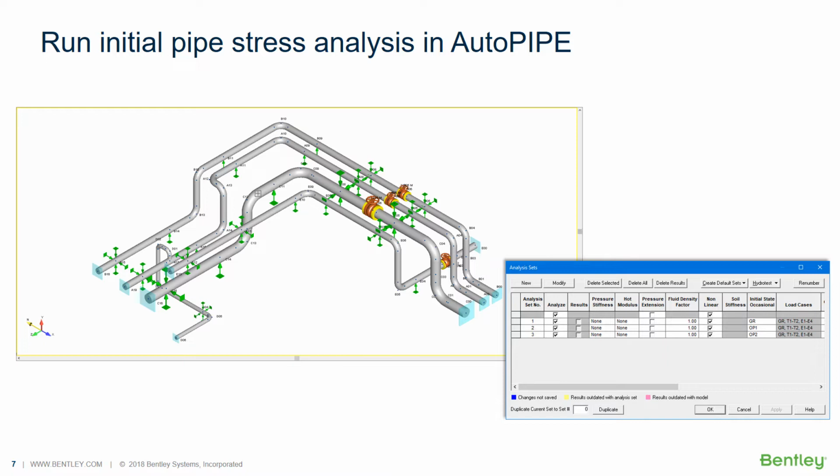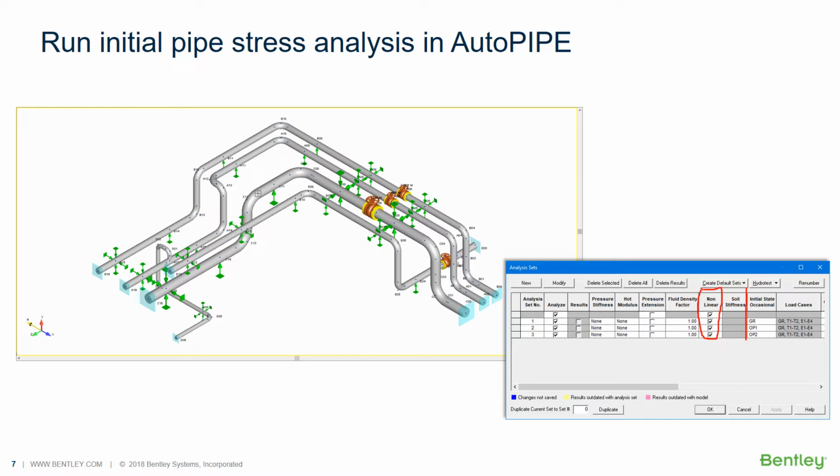And in order to take that into account, or any gap on your supports in AutoPIPE, we have to run what's called a nonlinear analysis. So you can see on our analysis sets dialog box to the right that we are running, first of all, nonlinear analysis.